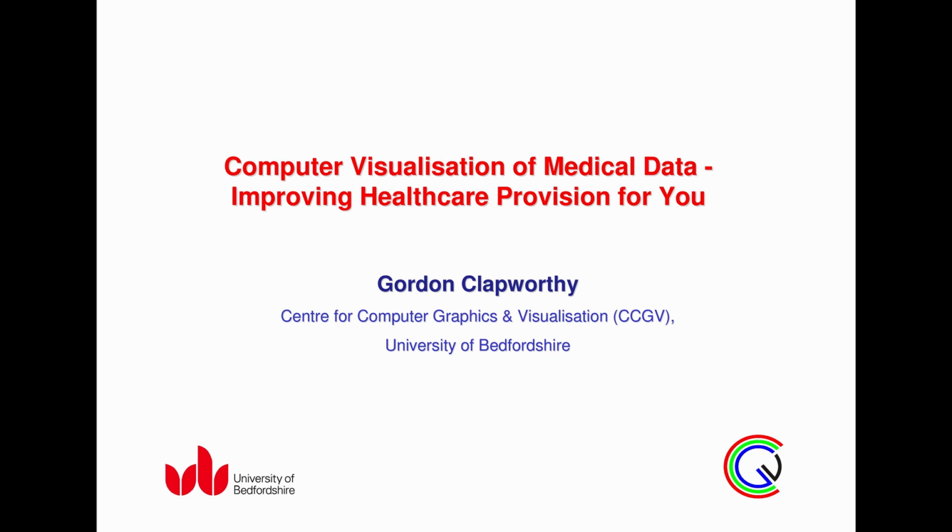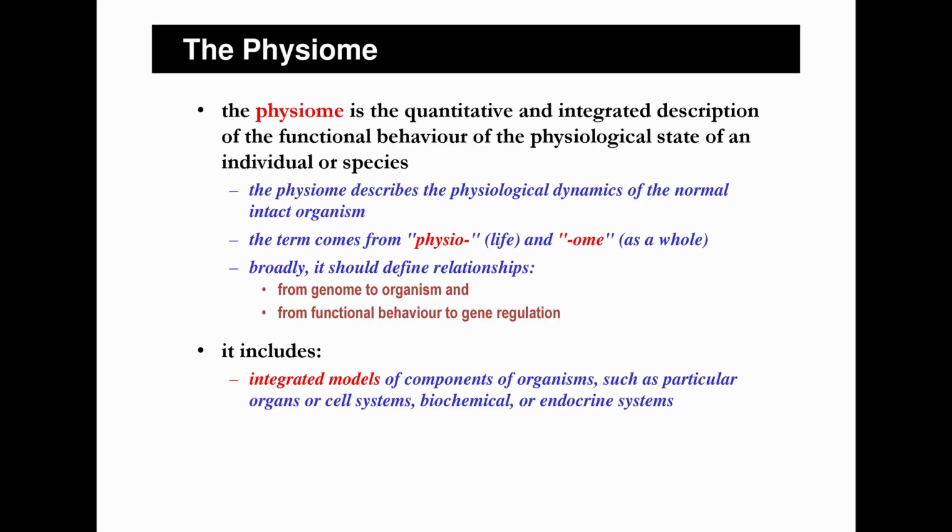Okay, so the physiome. We're into biology immediately. A physiome is a quantitative and integrated description of the functional behavior of the physiological state of an individual or species. In other words, it encapsulates the entirety of what's going on in any species at any time. So it's a model of what's happening within that species in its entirety, at all physical and at all temporal scales. So it describes the dynamics of the organism, what's going on, and why. It comes from life and as a whole. So it reflects the entirety of the body.